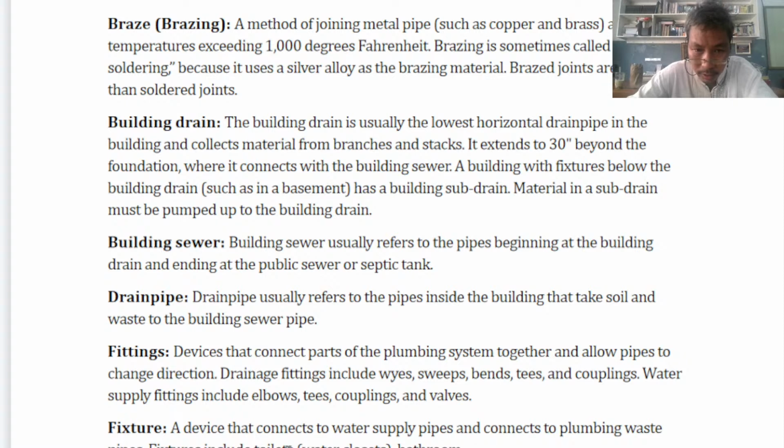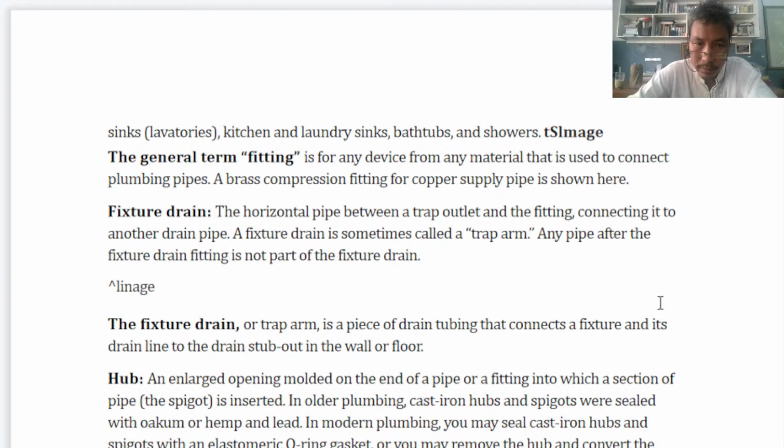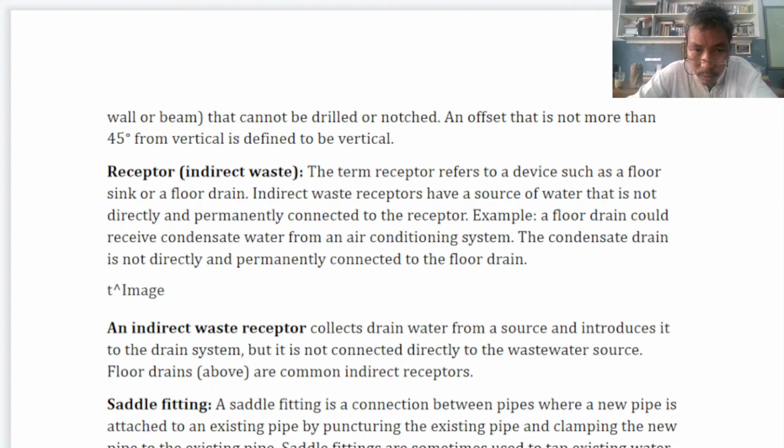Fixtures include toilet. So what do we mean by toilet? That is what we mean by toilet bowl. Toilet bowl is what we say toilet. And technically, that is what we call water closet. Technical term for toilet bowl is water closet. It could also be sinks or lavatories, which involve kitchen and laundry sinks, bathtubs and showers. Those are what we mean by fixtures. Sink, bathtub, shower, right? So water closets. So those are our fixtures. Okay, so let us jump to the other types.